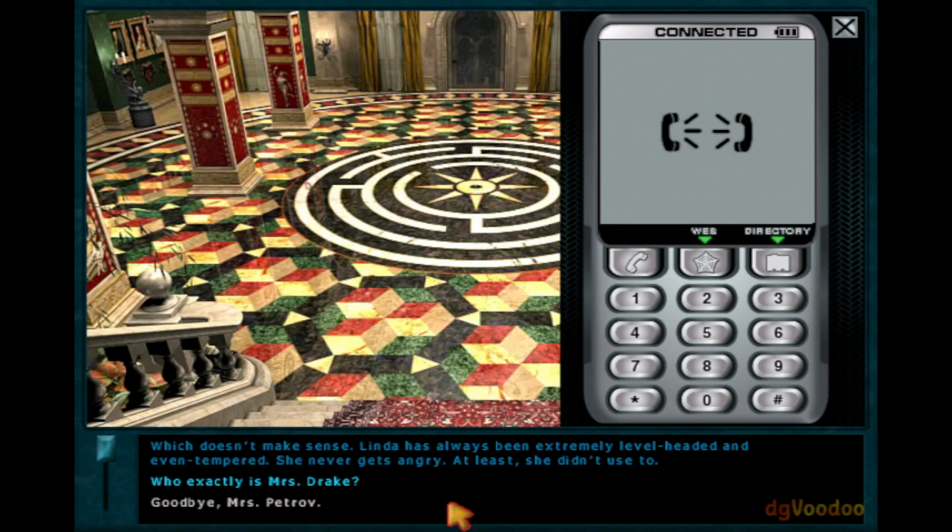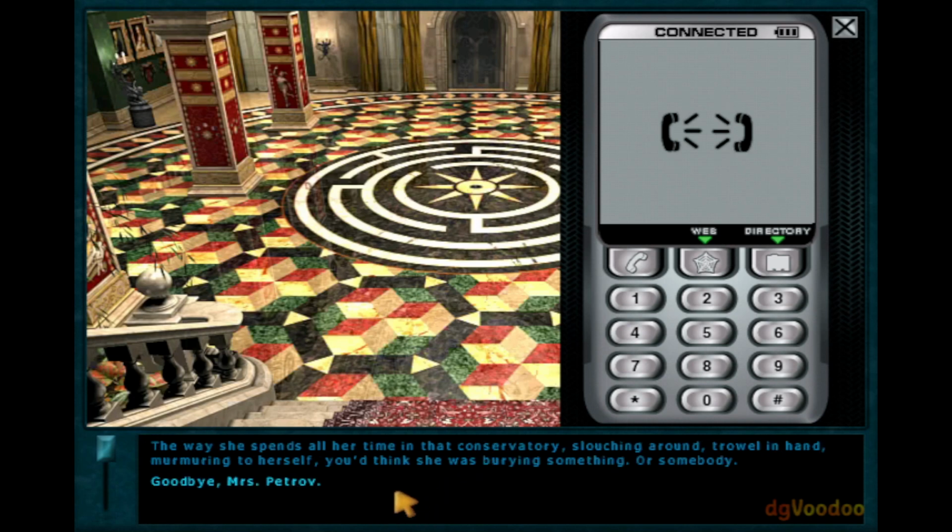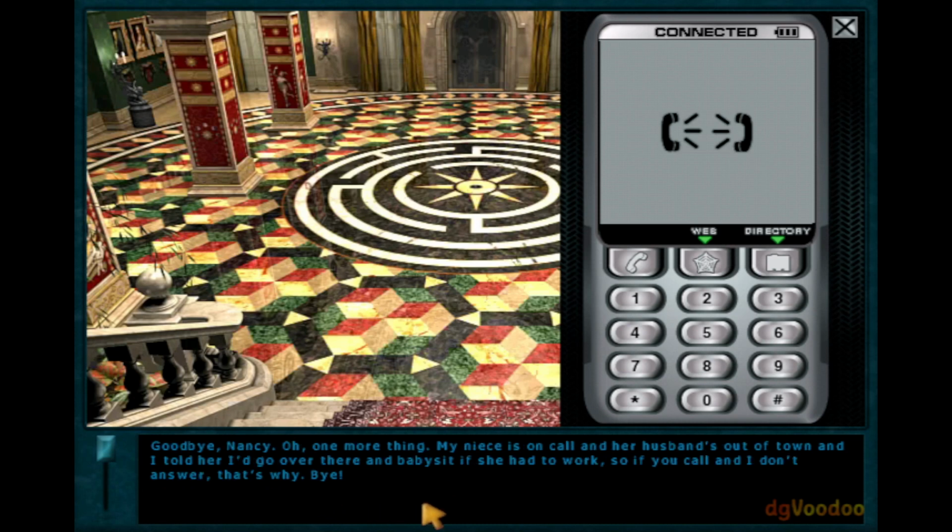Who exactly is Mrs. Drake? She's Hugh's aunt. She's taken care of Blackmoor Manor ever since her brother died. He was Hugh's father. She's a bit of a character. In what way? The way she spends all her time in that conservatory, slouching around, trowel in hand, murmuring to herself. You'd think she was burying something. Or somebody. Goodbye, Mrs. Petrov. Goodbye, Nancy. Oh, one more thing. My niece is on call and her husband's out of town, and I told her I'd go over there and babysit if she had to work. So if you call and I don't answer, that's why. Bye.